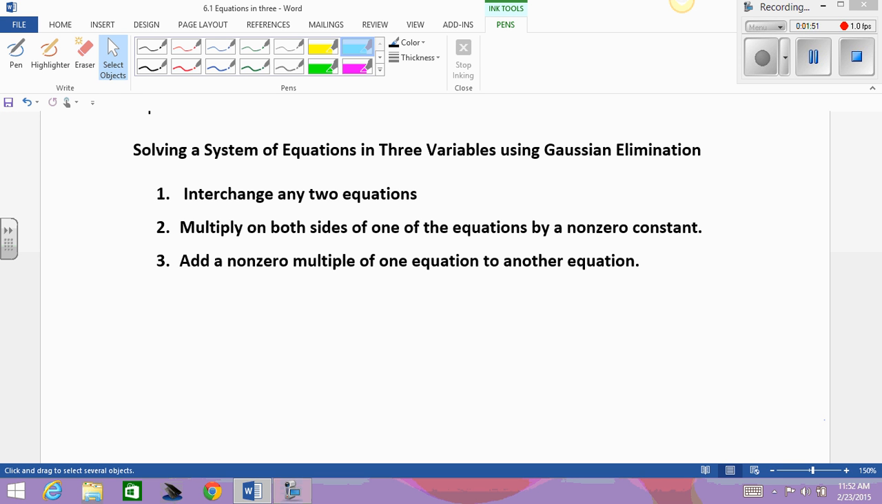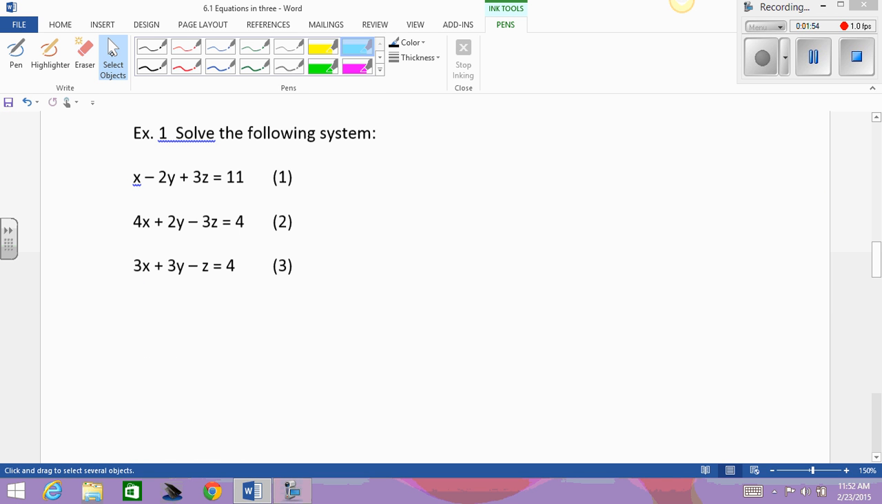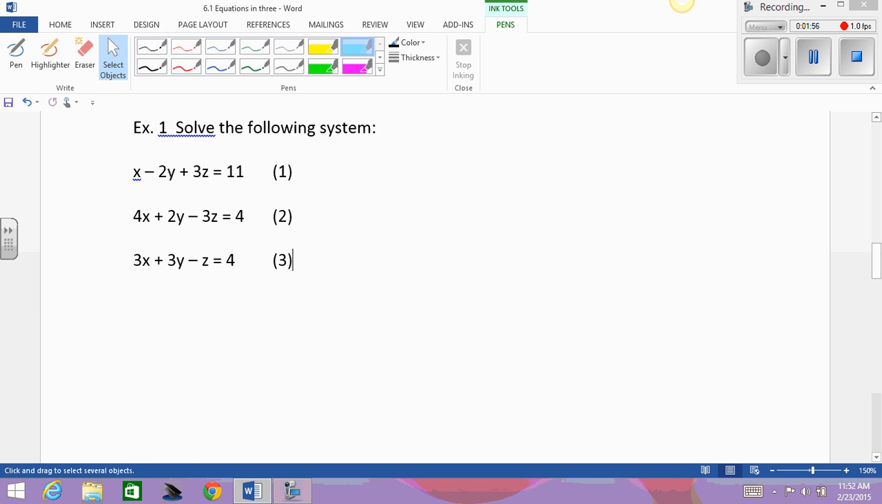So let's look at our first system. So here's my system, x minus 2y plus 3z equals 11. That's equation number 1. Equation number 2, 4x plus 2y minus 3z equals 4. And equation number 3 is 3x plus 3y minus z equals 4. So basically what's going to happen here is we're going to use equation number 1 in order to eliminate x in equation 2. And then we're going to use equation number 1 to eliminate x again in equation 3. And all of this is going to be done through elimination. So essentially, we're looking for our x's to cancel out.